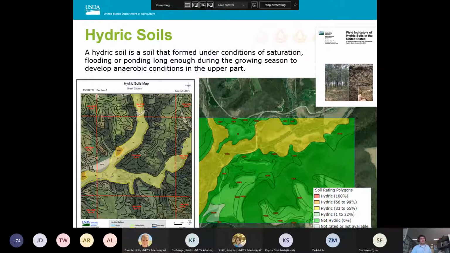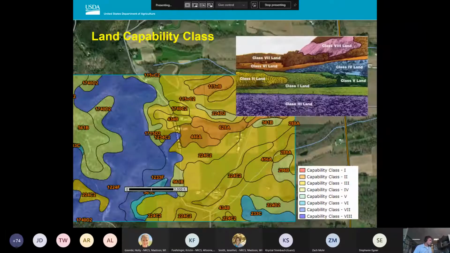So that might be one of the soil survey products that you use, or one of the interpretations. And over on the right, that map shows you kind of what it would look like in Web Soil Survey when you look at it. Up in the top right, that is a really good, useful guide for identifying hydric soils. So there's different indicators depending on what soil you're looking at.